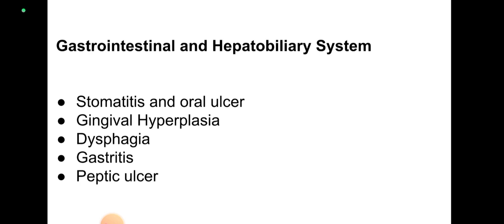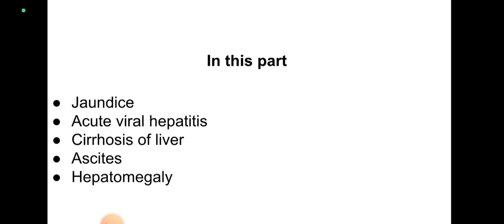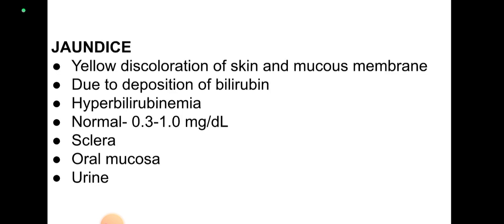Next, we will talk about the hepatobiliary system. Topics are jaundice, acute viral hepatitis, cirrhosis of liver, ascites, and hepatomegaly. Our first topic is jaundice.